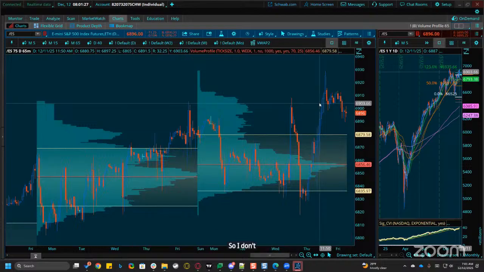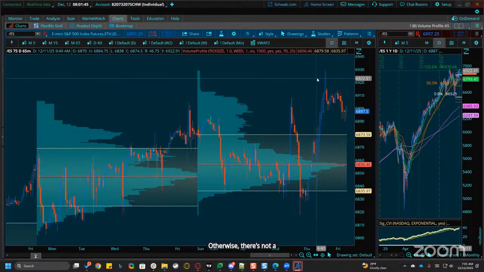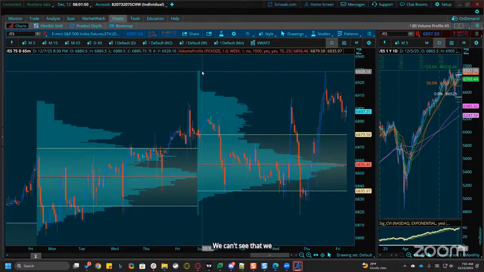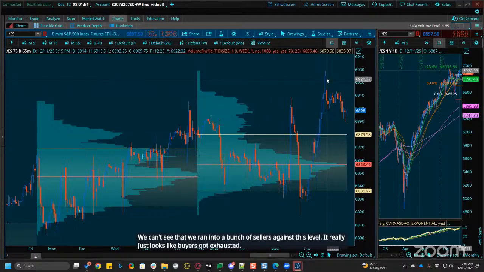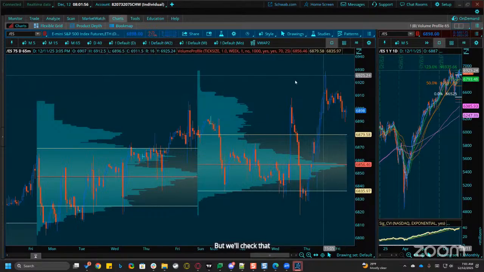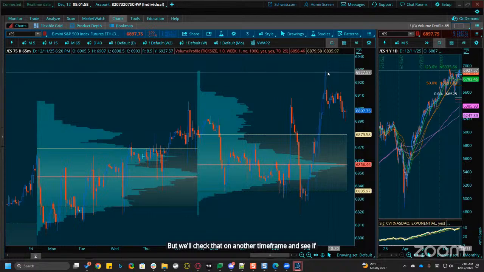So I don't want to say that we can't get below there, but what's the trigger to get us below that level today? I don't know. Maybe whatever they're hedging against. Otherwise, there's not a lot to see here. From this time frame, we can't see that we ran into a bunch of sellers against this level. It really just looks like buyers got exhausted. But we'll check that on another time frame and see if there really was some sellers up here.